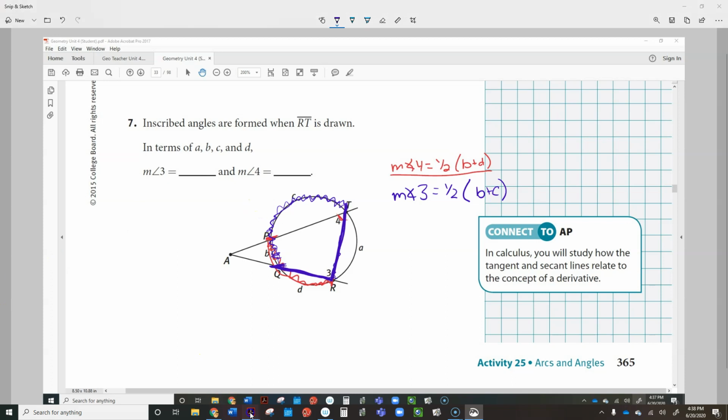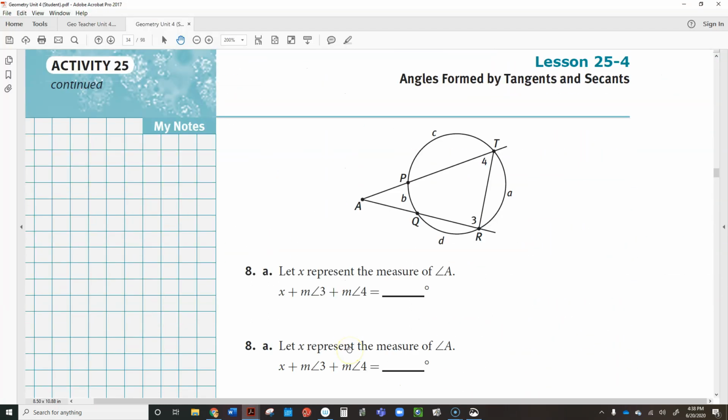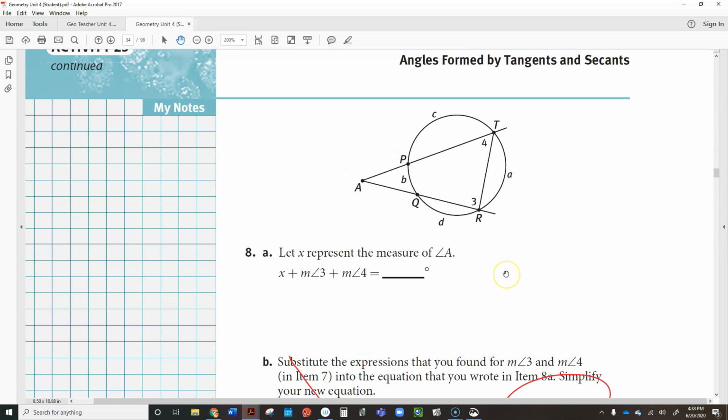Okay, let's go back here. Let's do 8, just because it's good practice. Let X represent the measure of angle A. Angle A right here is X. And then for 3, remember, the measure of angle 3 was B plus C. And then the measure of angle 4 was B plus D.